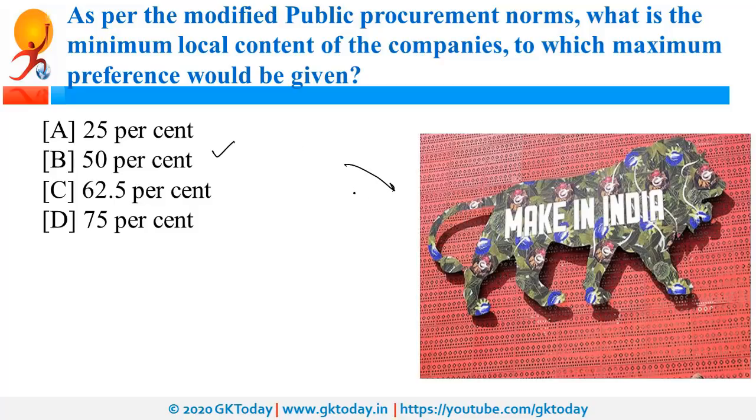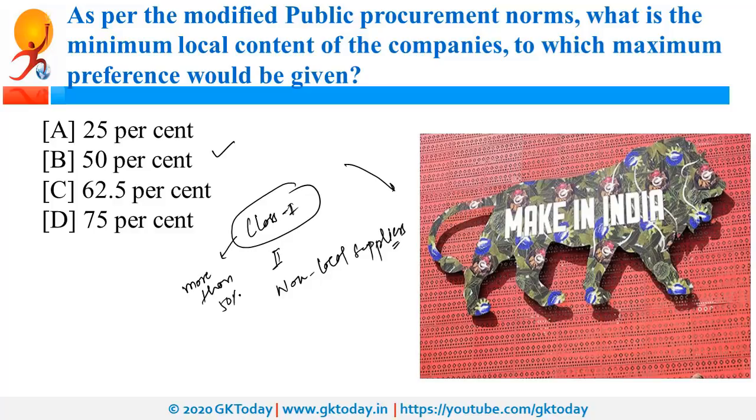So as per the revised norms, it introduced a new concept of Class 1, Class 2 and non-local suppliers. So Class 1 suppliers are those suppliers whose product has local content more than 50%. Local means that product has been made from the raw material which was from India itself. At least 50% of the components were Indian. Now for the public procurement system, we have GEM, that is Government E-Marketplace, and it is under Commerce Ministry.